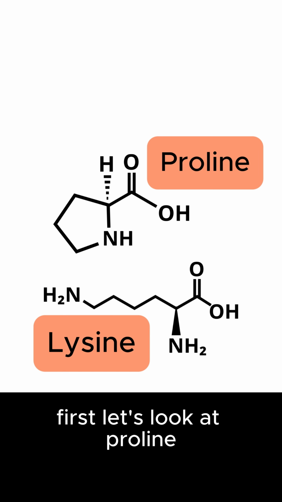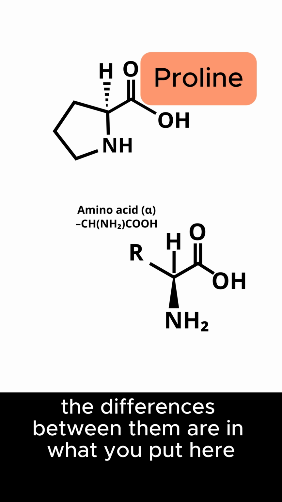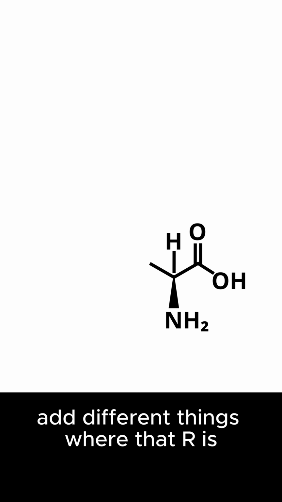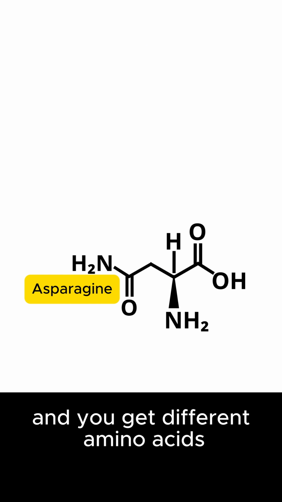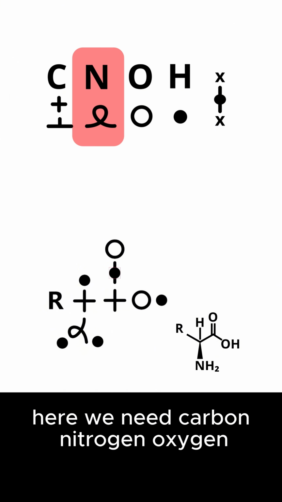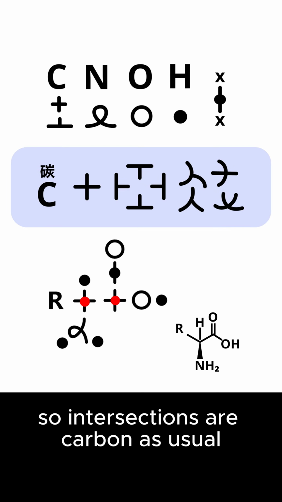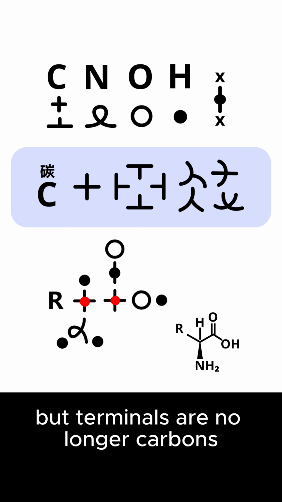First, let's look at proline. All amino acids share this fundamental structure. The differences between them are in what you put here where the R is. Add different things where that R is and you get different amino acids. Now let's look at how to draw this in chemical calligraphy. Here we need carbon, nitrogen, oxygen, hydrogen, and a double bond. So intersections are carbon as usual, but terminals are no longer carbons.